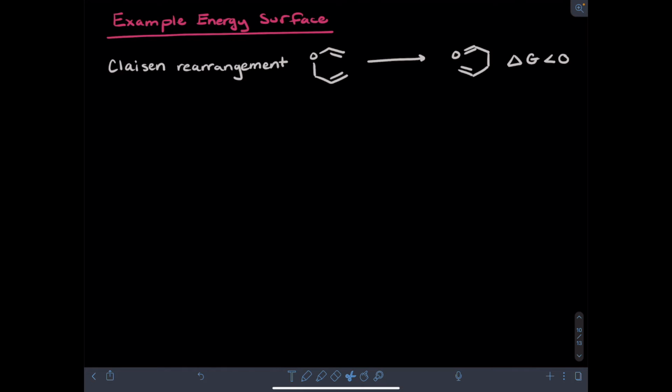To end, I want to introduce a little bit more complexity into the idea of the reaction coordinate diagram and where it comes from. We're going to look at a multidimensional energy surface for what's known as a Claisen rearrangement. I'll show 3 potential mechanisms down below, but for now I want you to just look at these different starting materials, look at how the bonds are changing, and know that delta G is less than 0 for this reaction, meaning that it is favorable.